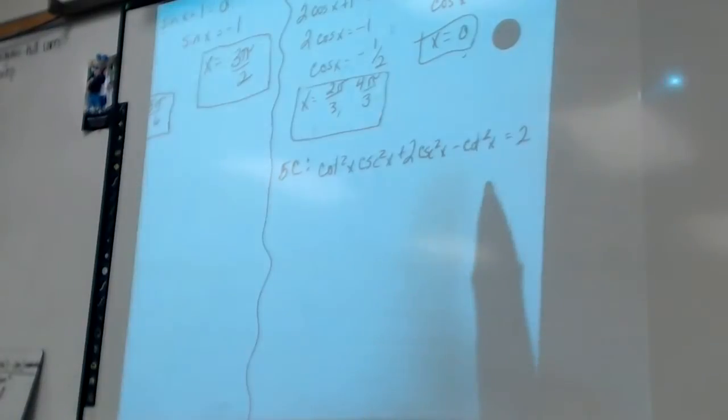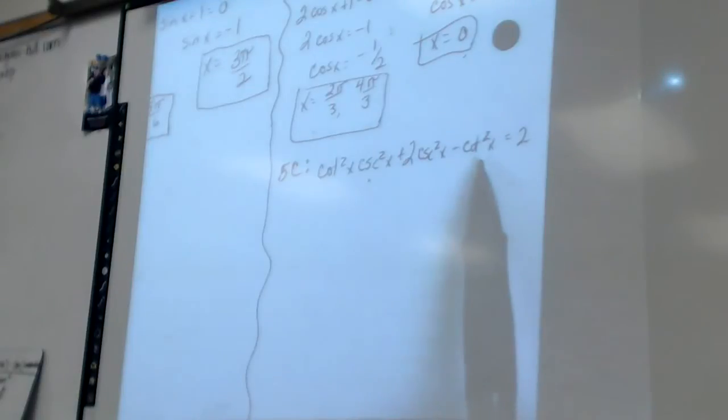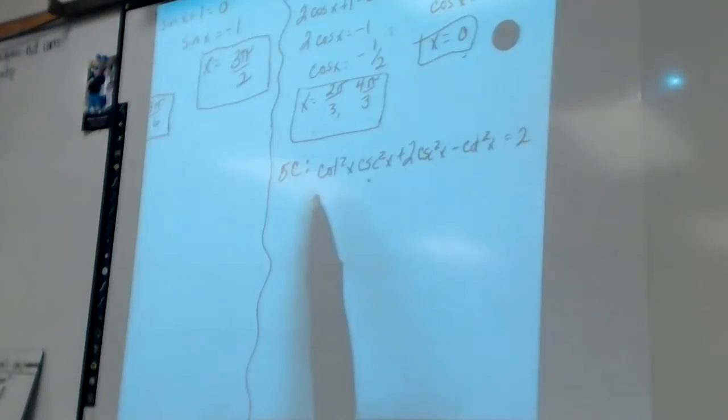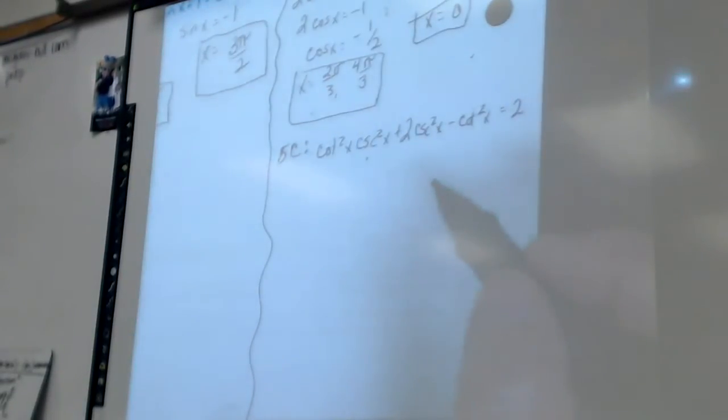The first time I tried to change cosecant squared x to cotangent squared, but we figured out real quick that wasn't going to work as well. So what I ended up doing was I changed my cotangent squared to cosecant squared minus 1. Great. All right. So let's rewrite this.